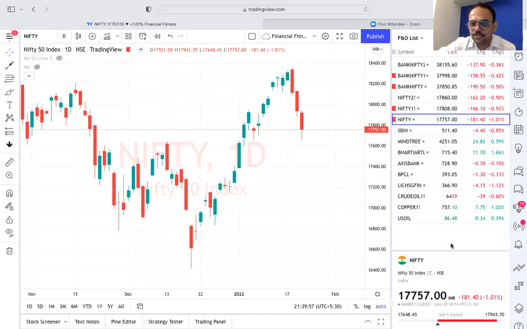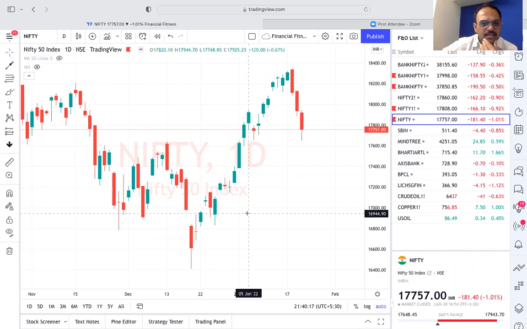Sandeep is asking, is shooting star same as evening star? No, Sandeep, evening star is where you have a green candle, a star, and a red candle. So it forms three candles. That is the evening star.